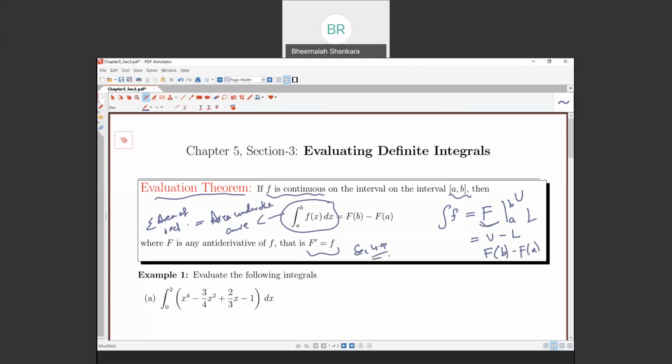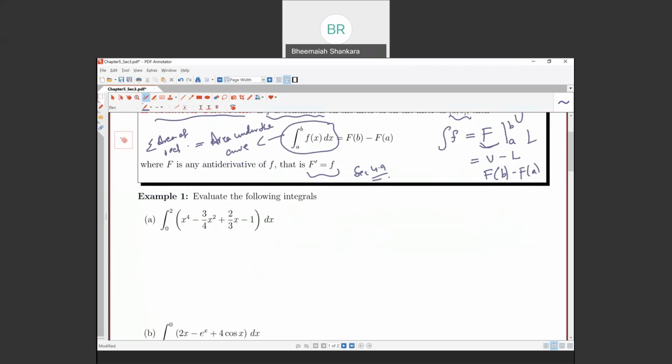Let's do this example. Evaluate the following integrals. So for each of these functions, you have to distribute the integral sign. Integration of x to the 4 is x to the 4 plus 1, which is 5, divided by 5. 3/4 is a constant. Integration of x squared, x to the 2 plus 1 is 3, the same 3 you want to write in the bottom. Plus 2/3 integration of x. Integration of x is x squared divided by 2, so write the same. Integration of 1 is just the function x, so write x.